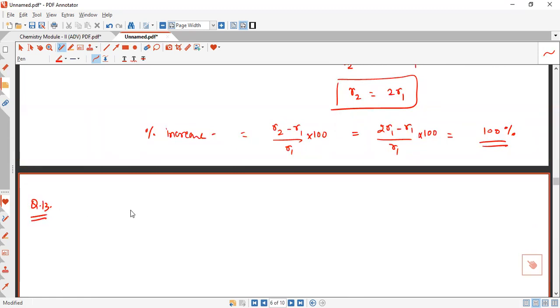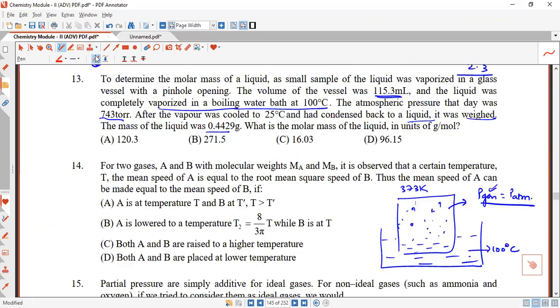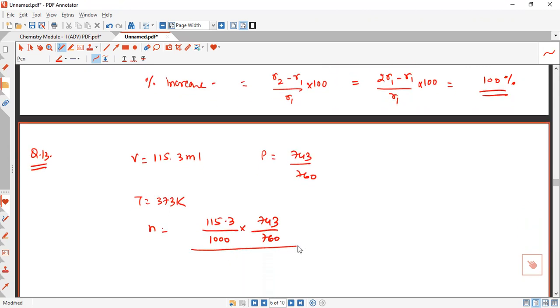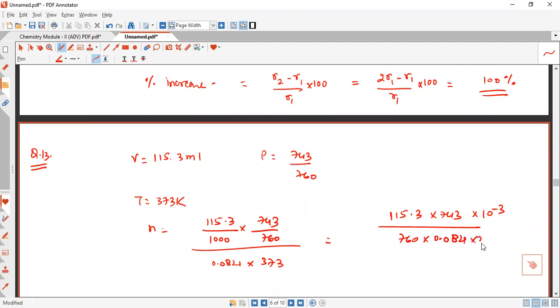Number 13. Volume is given, 115.3 ml. Pressure is given as 743 torr, so divide by 760, and temperature is 373 Kelvin. So let's say number of moles is nothing but PV by RT: 115.3 divided by 1000 into 743 divided by 760, divided by RT, 0.0821 into 373. If you have to solve this, what is going to be the value? We can say 115.3 into 743 divided by, this is going to be 10 to the minus 3 over here, 760, 0.0821 and 373. Solve it.